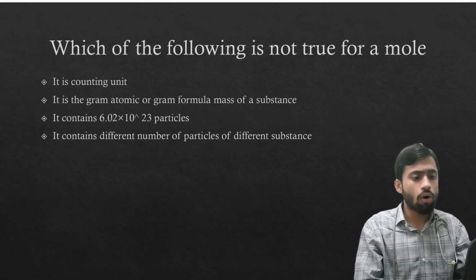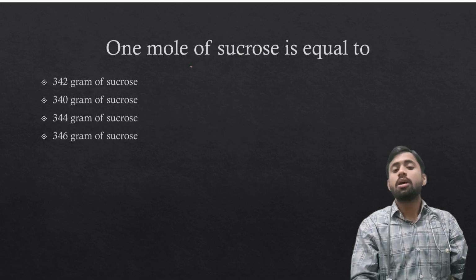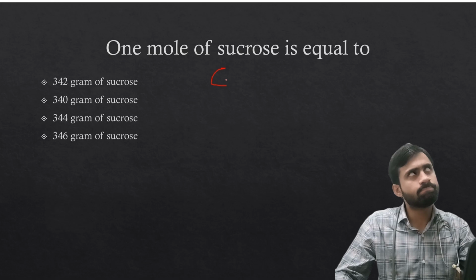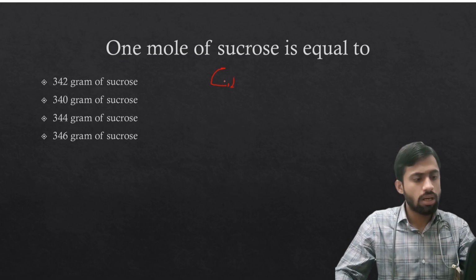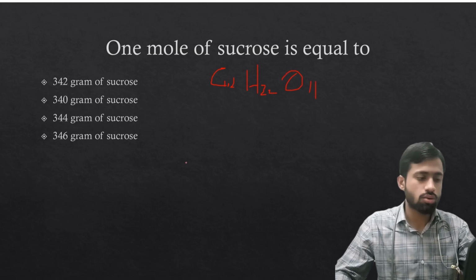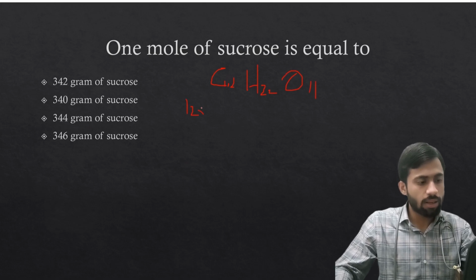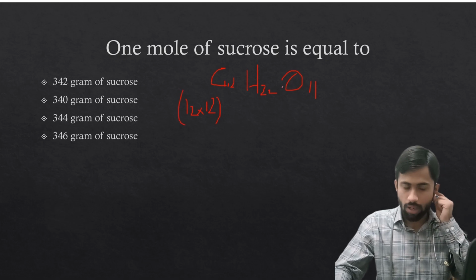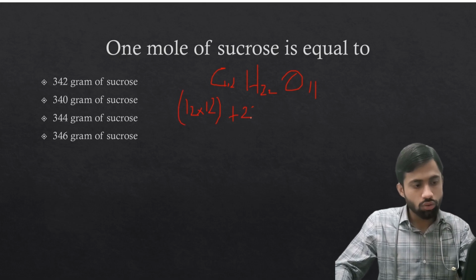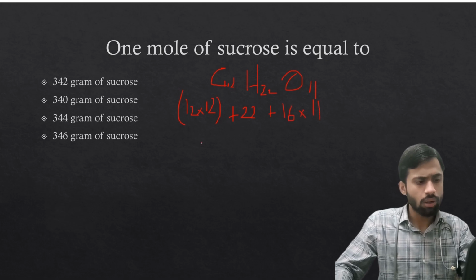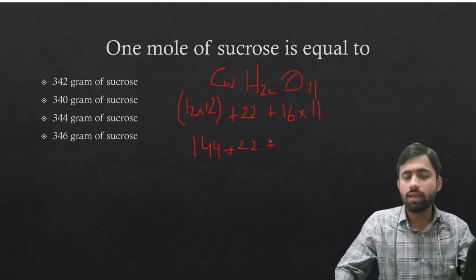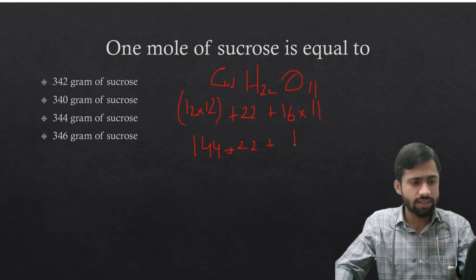1 mole of sucrose is equal to... So sucrose is basically C12H22O11. So let's add up the masses together. So 12 multiplied by 12, that is 12 grams for 1 carbon, and there are 12 carbons in total, plus 22 plus 16 multiplied by 11. Okay, 12 12s are 144 plus 22 plus 16 multiplied by 11, you will get 176.